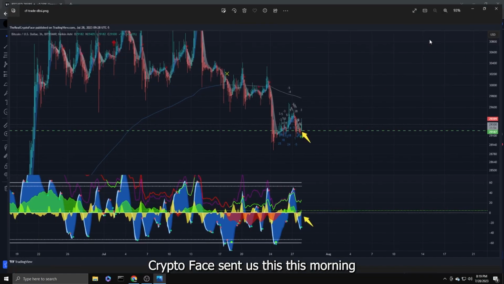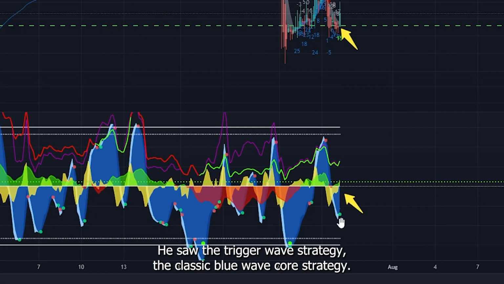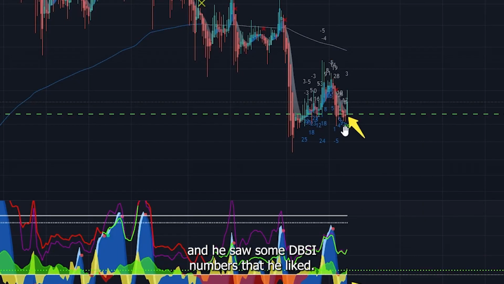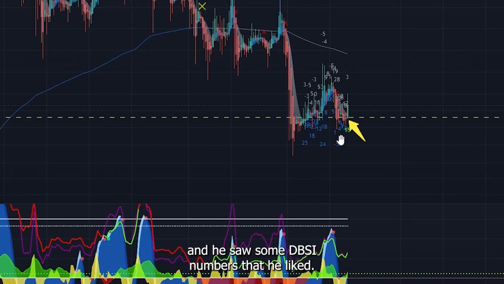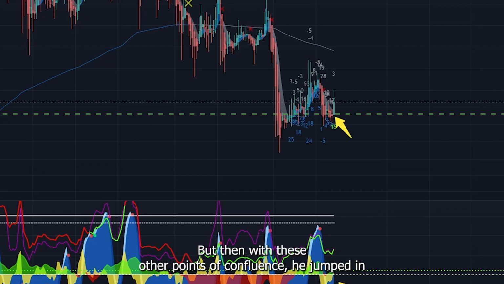CryptoFace sent us this morning what he saw. He saw the trigger wave strategy, the classic blue wave strategy, but this was also backed up by the VWAP crossing up over the 0 line, and he saw some DBSI numbers that he liked. So he saw a 25 for the bulls earlier, and he goes, oh, I got to keep an eye on this. And then here he saw 15 versus a 3, but then with these other points of confluence, he jumped in and he rode that candle all the way up.